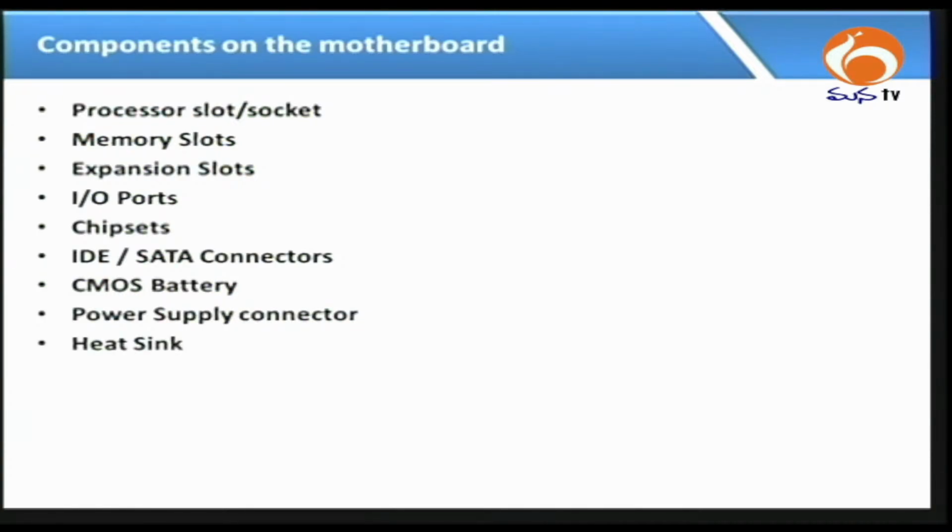Another component of the motherboard is the heatsink. The processor on the motherboard is covered with an aluminum metal panel. That panel is generally called a heatsink, which is used to reduce the temperature of the processor. The last component of the motherboard is front panel connectors. Front panel connectors are nothing but the power on button, restart button, or front side USB connectors.